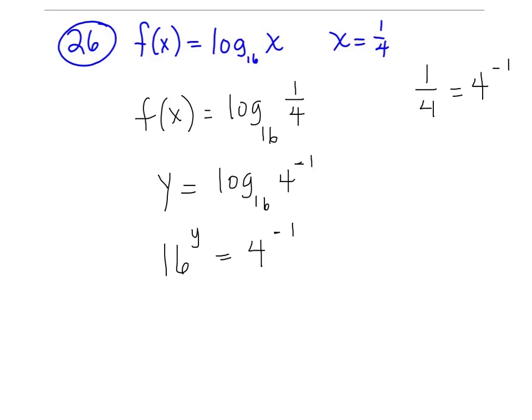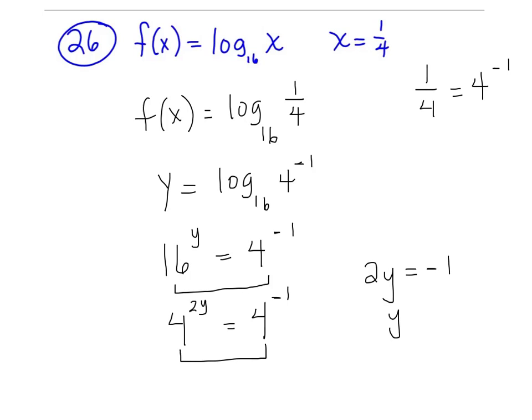Okay, now I need these bases to be the same, and I'm close because 16 is 4 squared. So 4 to the 2y is equal to 4 to the negative 1. The one-to-one property says if these two bases are the same, their exponents have to be equal. So 2y equals negative 1, y equals negative 1/2. So think about that. If I have 16 to the negative 1/2 power, that would be 1 over the square root of 16, which is 1/4. Is that true? Okay, then that's it.